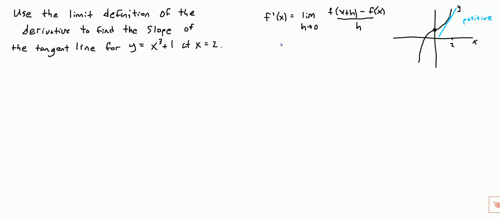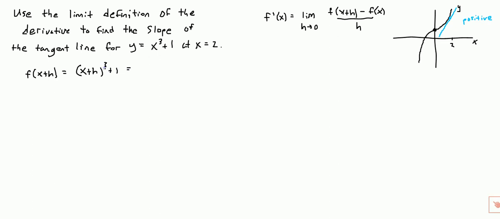First off, we're going to need f of x plus h. So if y equals x cubed plus 1, and we're saying y is f of x, it's just another way of writing it, then what is f of x plus h? Well, that's plugging in x plus h here, right? So we would have x plus h cubed plus 1.